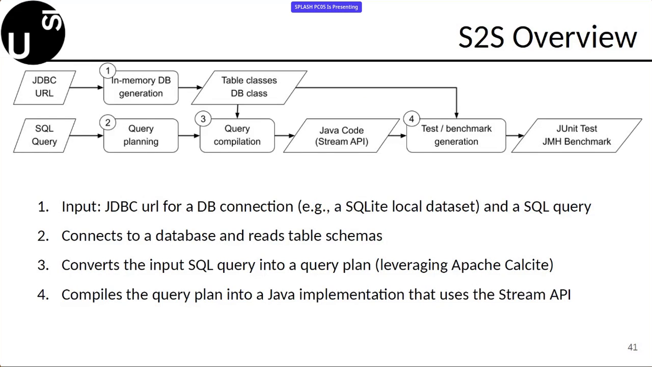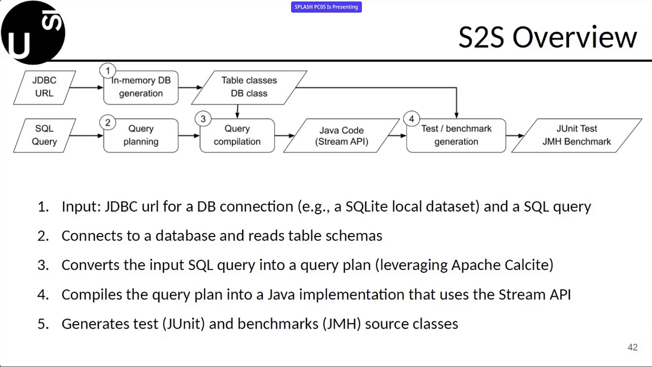Then the most important part is the query compilation, when we convert the query plan into Java source code that makes use of the Stream API. And finally, we generate JUnit tests and JMH benchmarks.